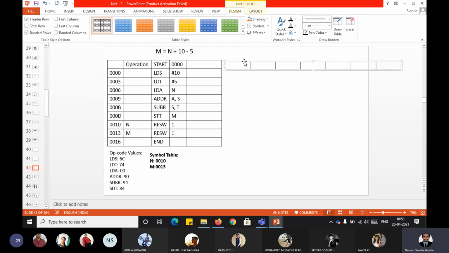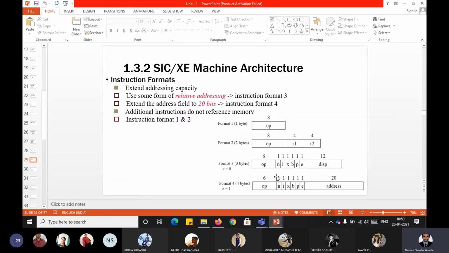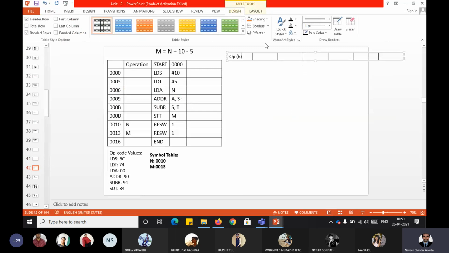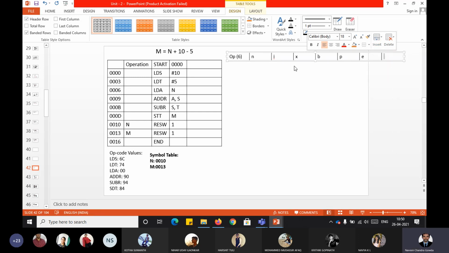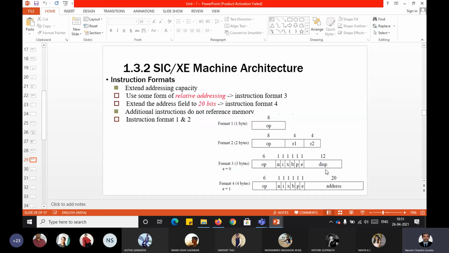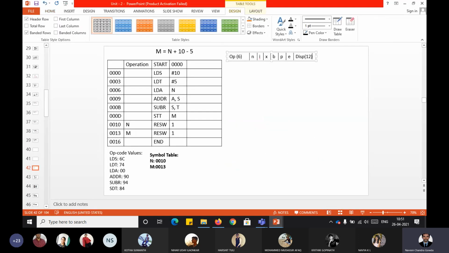Okay, what you had means you had an opcode. What is the length of the opcode? You can observe it is only 6 bits, followed by N, I, X, B, P and E, and followed by the displacement. So you had N, I, X, B, P and E followed by the displacement. What is the length of the displacement, my dear? In case of format 3, it is 12 bits. So you have to keep that also in mind.